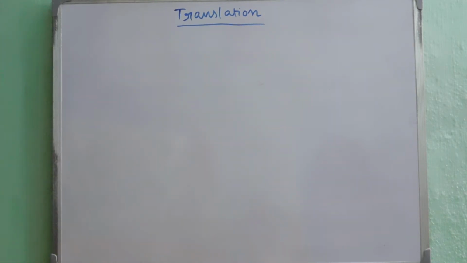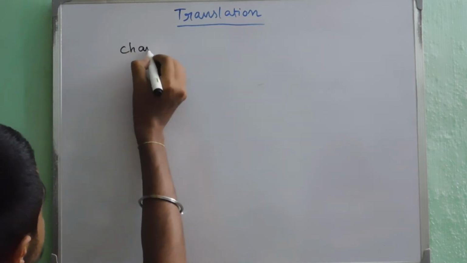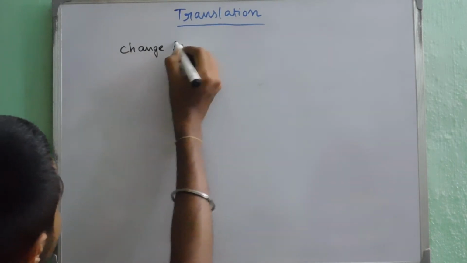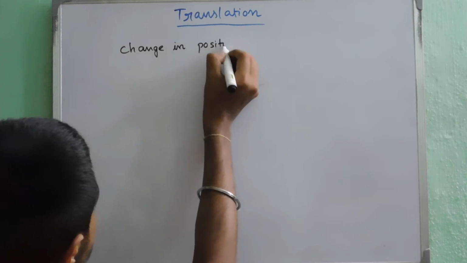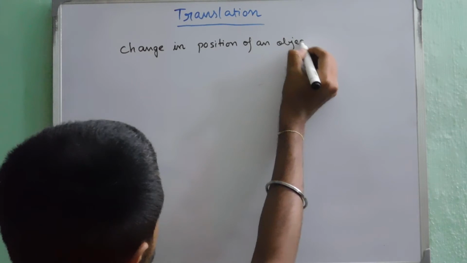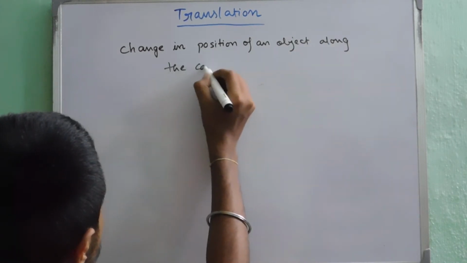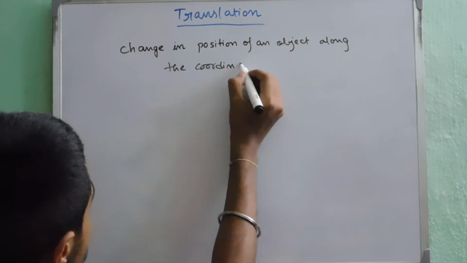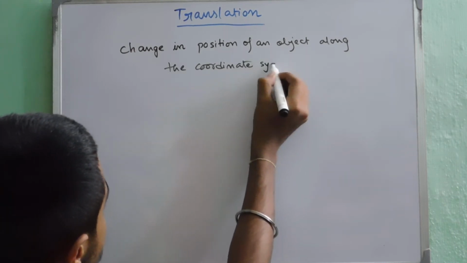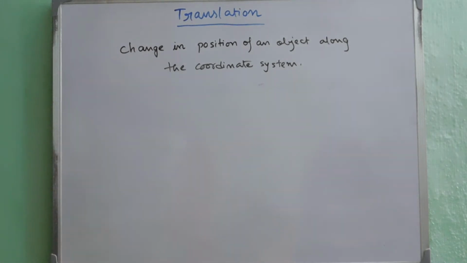Now, what is translation? Translation is nothing but change in position of an object along the coordinate system. So translation is nothing but change in position of an object along the coordinate system.